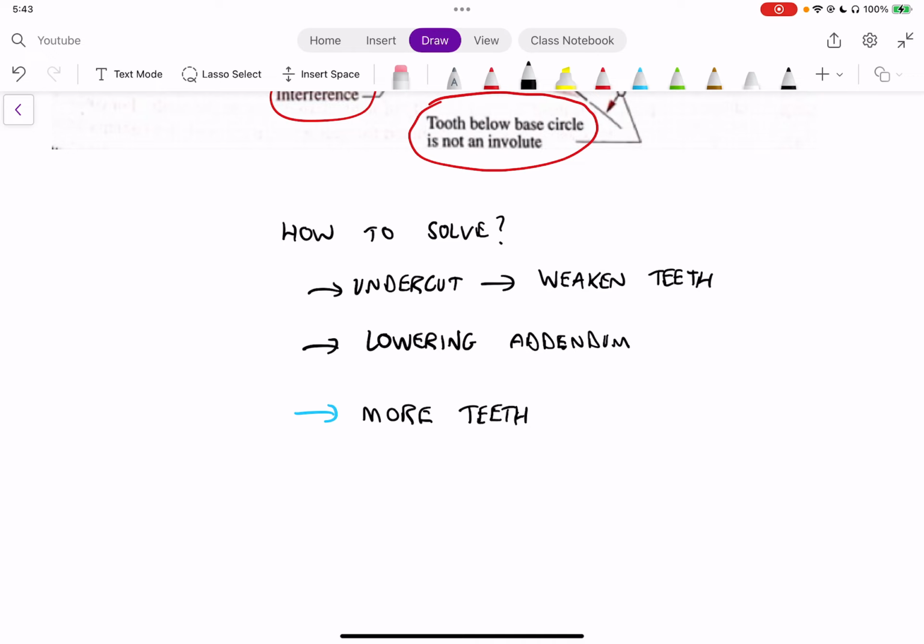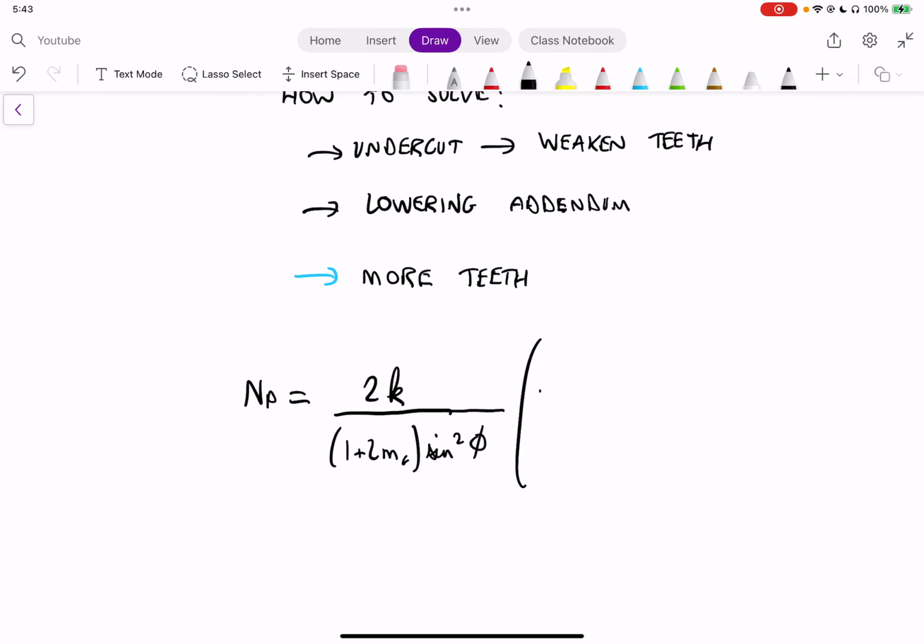And the equation for this is n sub p is equal to 2k over 1 plus 2 m sub g times sine squared phi, all multiplied by m sub g plus the square root of m sub g squared plus 1 plus 2 m sub g times sine squared of phi.